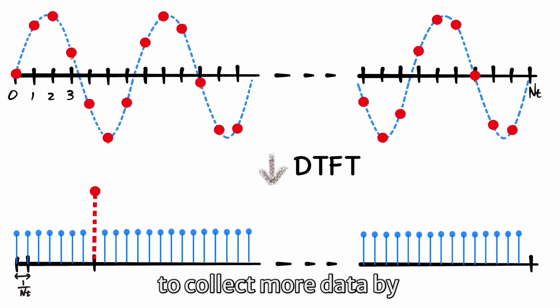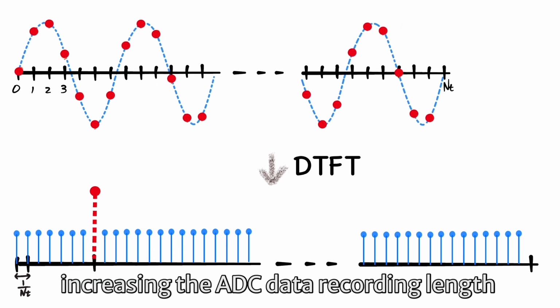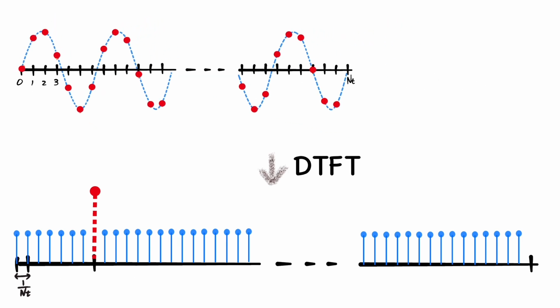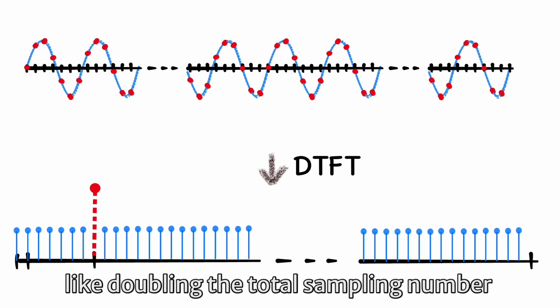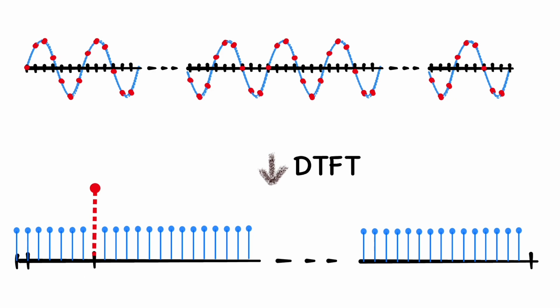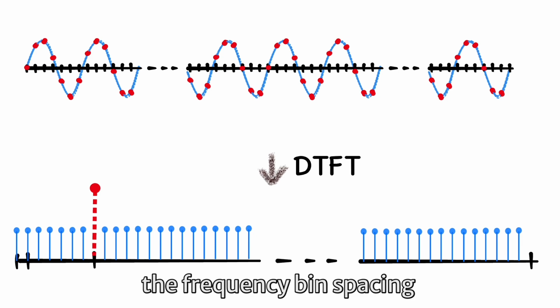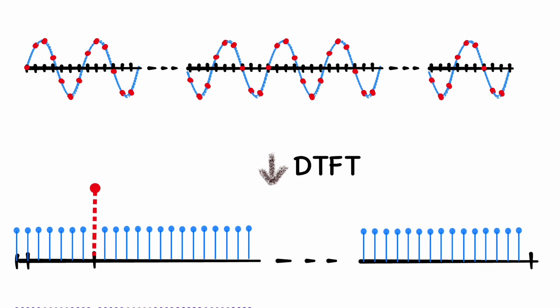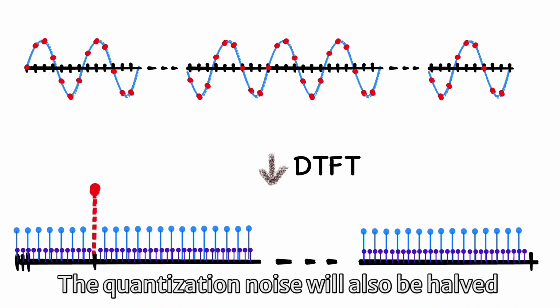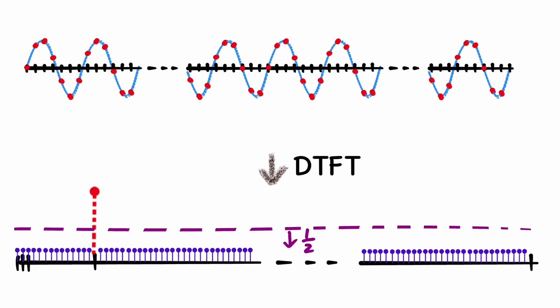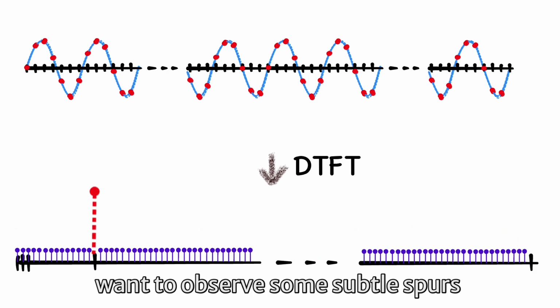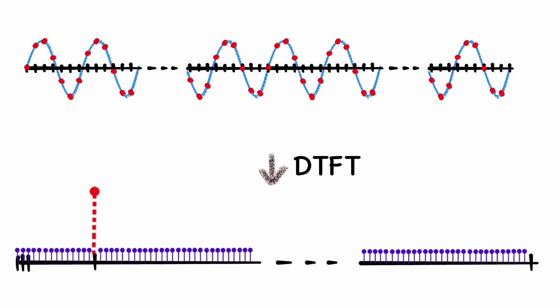If we decide to collect more data by increasing the ADC data recording length, like doubling the total sampling number, NT, according to the sampling theory, the frequency bin spacing will be halved. The quantization noise will also be halved. This helps if we want to observe some subtle spurs in the spectrum.